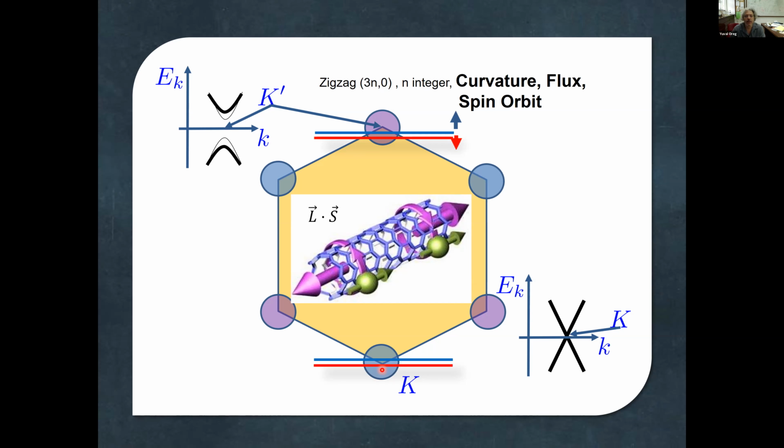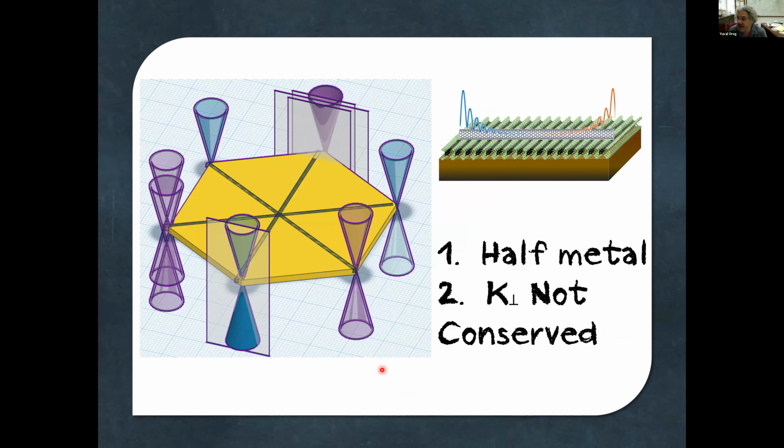Okay. So this is a summary of what I discussed so far in a three-dimensional fashion. We have these 6 Dirac cones with equivalent K and K prime. The curvature pushes these lines a bit inwards. The flux pushes them down. The spin-orbit coupling splits them. And in this way, we can tune the gap in the system so that we have eventually only one mode with a small gap. The other has a larger gap.